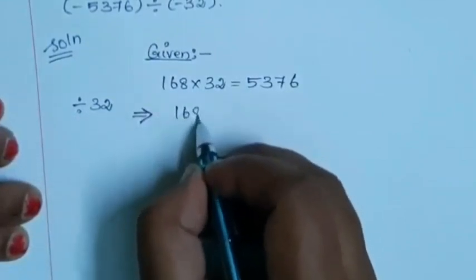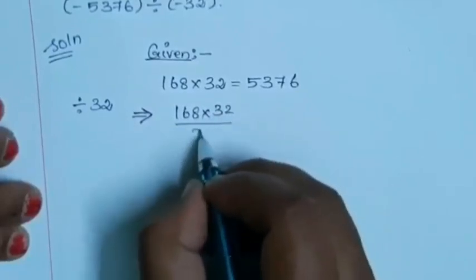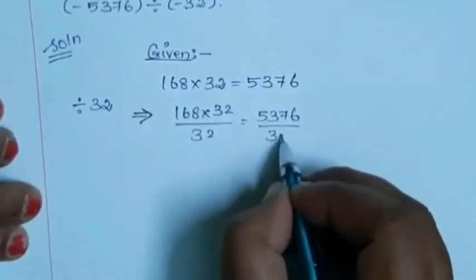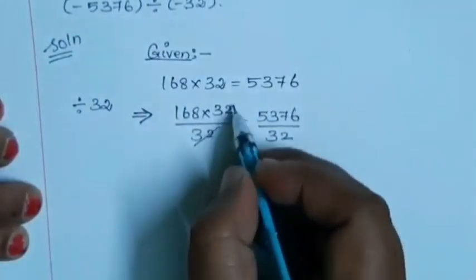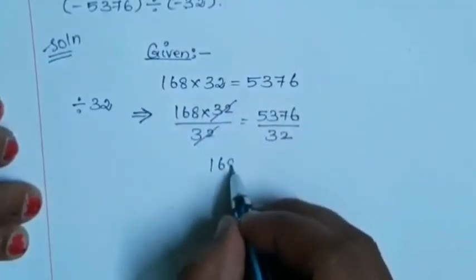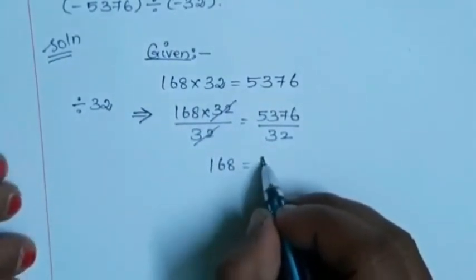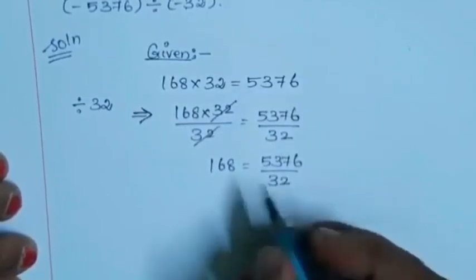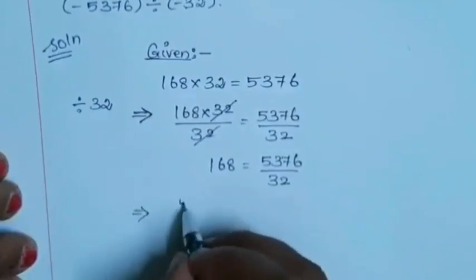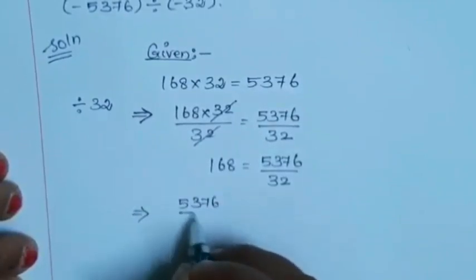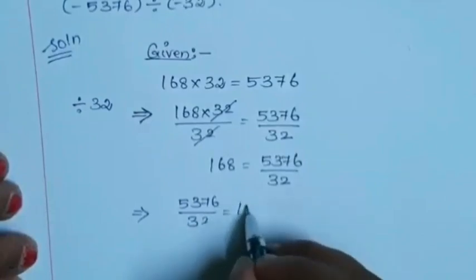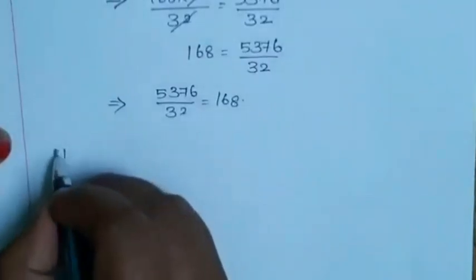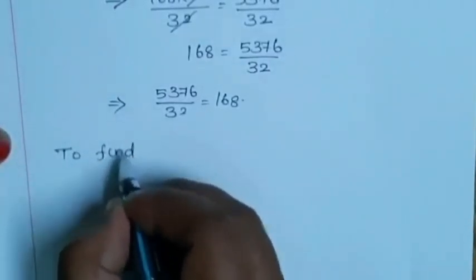We get 168 into 32 divided by 32, which is equal to 5376 divided by 32. 32 gets cancelled. 168 is equal to 5376 by 32. Can be written as 5376 divided by 32 is equal to 168.